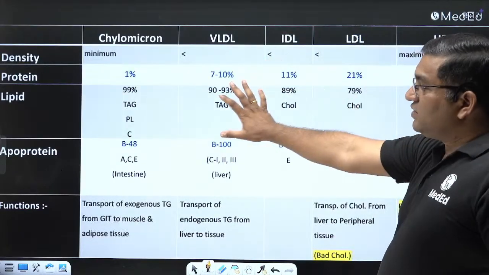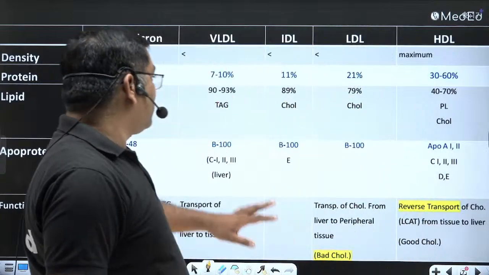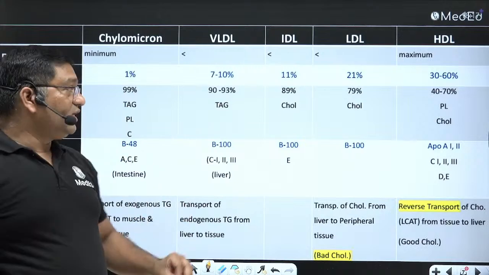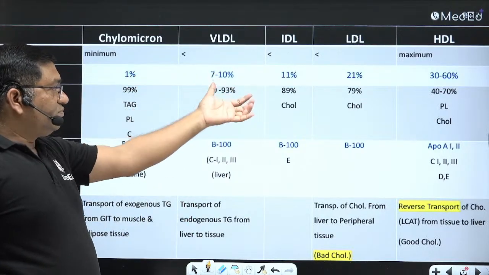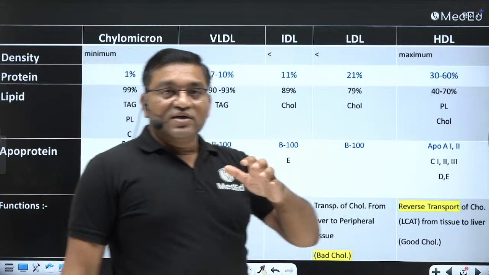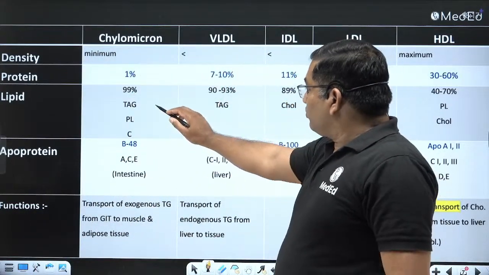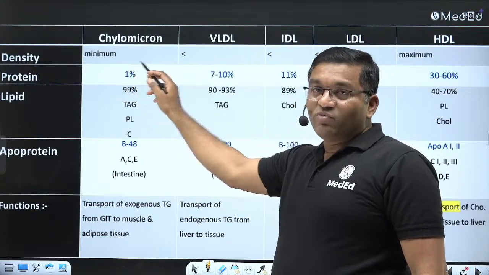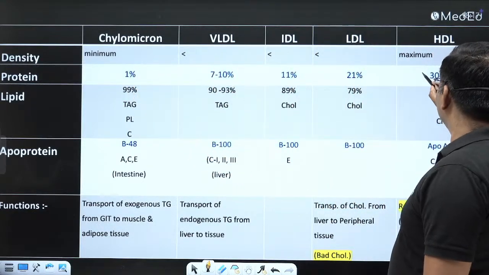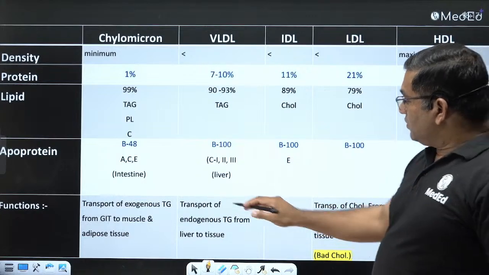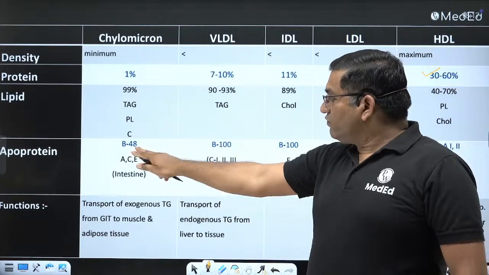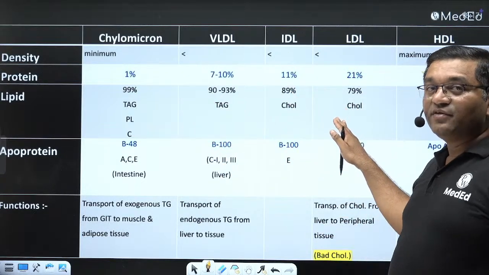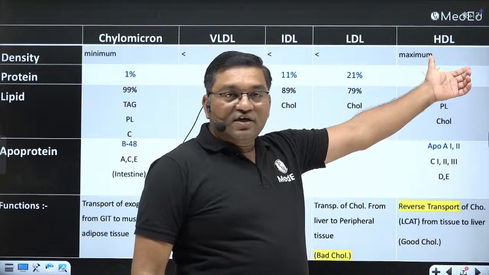See, these are the properties of the lipoproteins. Just remember the protein content, and you can automatically remember the lipid content. Protein content increases from chylomicron to HDL, so HDL has the maximum protein content. The important apoproteins: B48 is in the chylomicron, B100 in VLDL, IDL and LDL, and ApoA is important in high density lipoprotein.